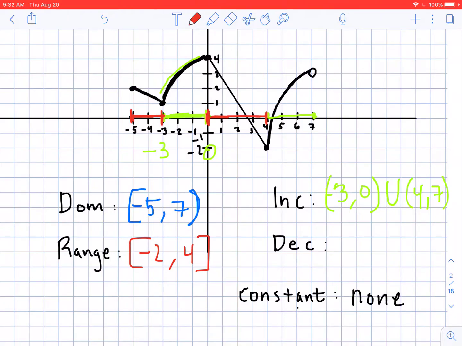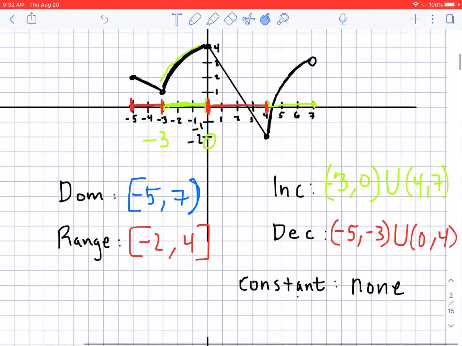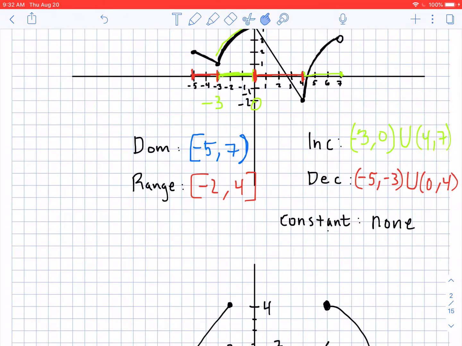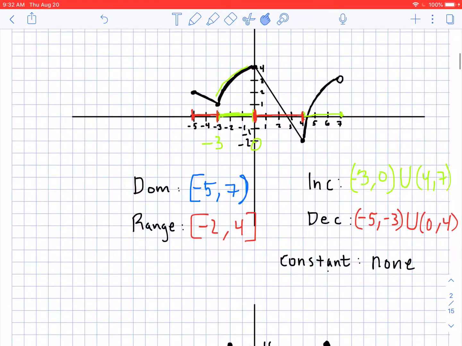And when x is 0, from 0 to 4, it's decreasing. Okay. So my two decreasing intervals are from negative 5 to negative 3, always parentheses. And there's another part, from 0 to 4. Cool. And that's the full picture of things. This is where it's increasing and decreasing and constant, and those are its domain and range.